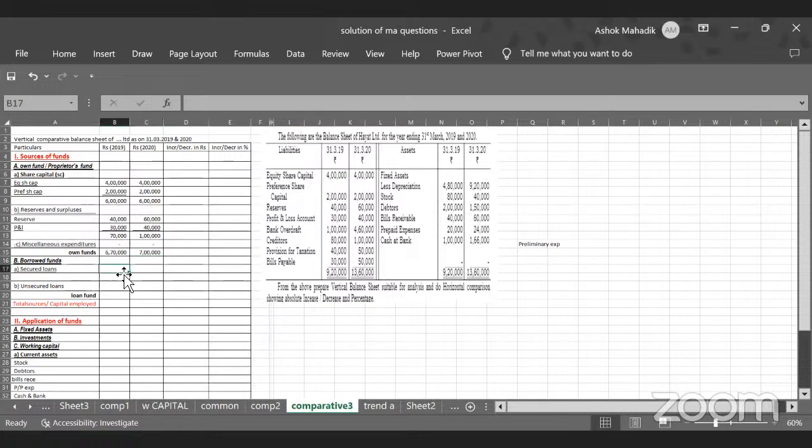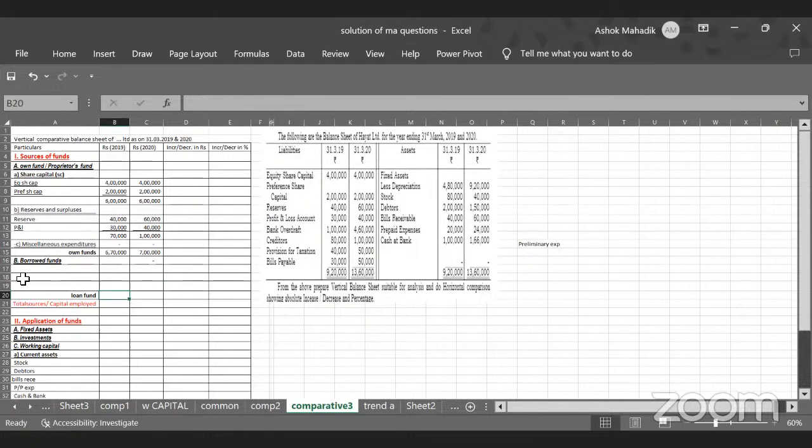Now borrowed fund. Under borrowed fund, I had already shown secured and unsecured. This portion you did not do; we can directly write all the borrowings. Now tell me, what are the loans appearing in the balance sheet? Can you see any loan here? Equity, preference, reserve, P&L, bank OD. Bank OD is a current liability. We just saw in working capital, bank OD was part of current liability. Creditors, provision for tax. Oh, there are no borrowed funds. So I write zero against borrowed. So now loan funds are zero.